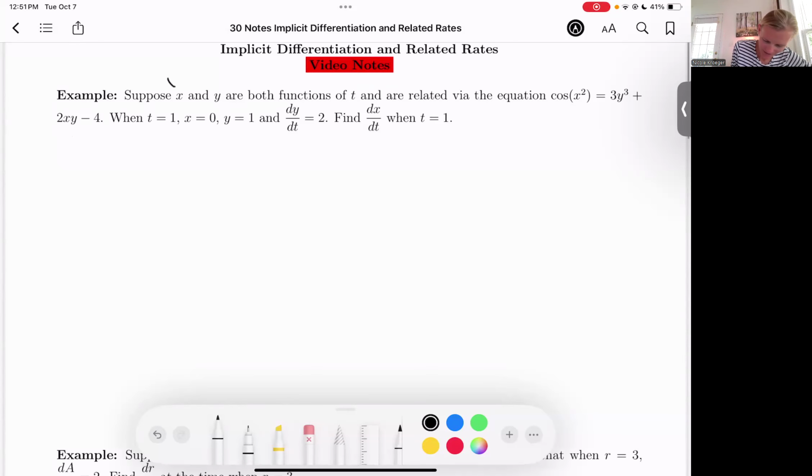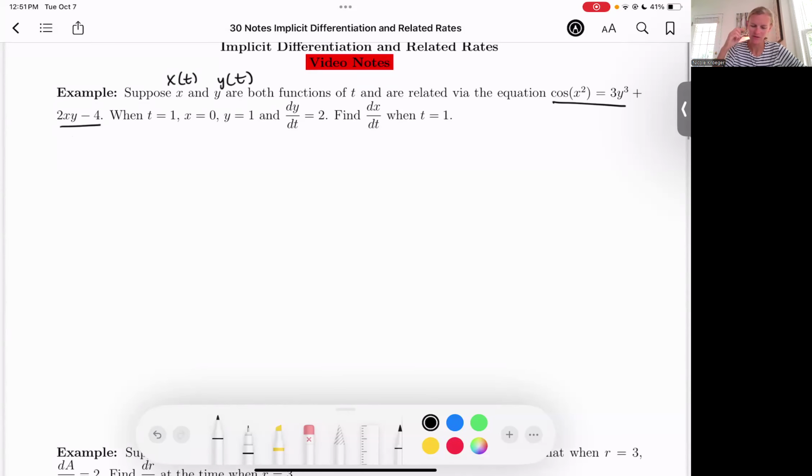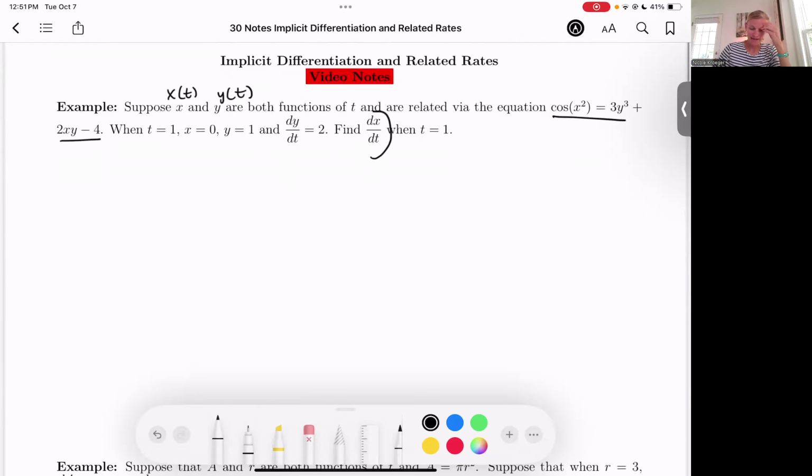So we could write maybe x of t and y of t instead of just x and y to remind ourselves that these are functions of another variable. And these are related via this equation. Sorry, it goes on to two lines. And then I've been given some other information here, and I want to find something about dx/dt.